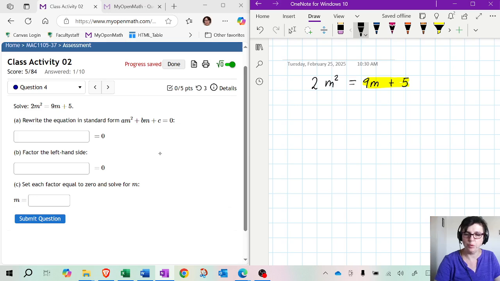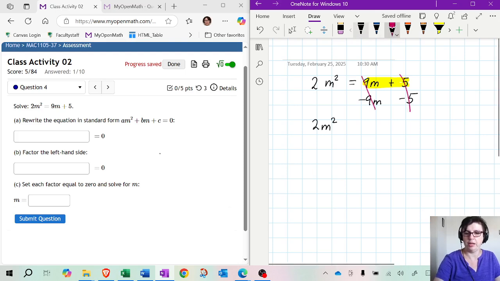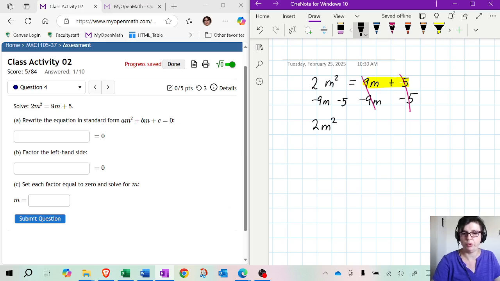So you're going to have to move all the terms to the other side. That means subtract 9m and also subtract 5. That will give you 2m squared, and then these two terms are going to cancel, and these two are going to cancel. So then you're going to subtract 9m and subtract 5. Remember, you have to do the same thing to both sides. That effectively moves these two terms to the other side and switches their signs. And on the right-hand side, we now have 0, so we are good to go.